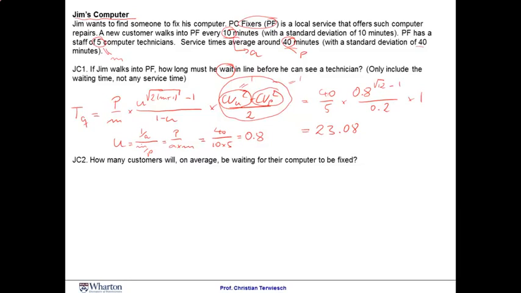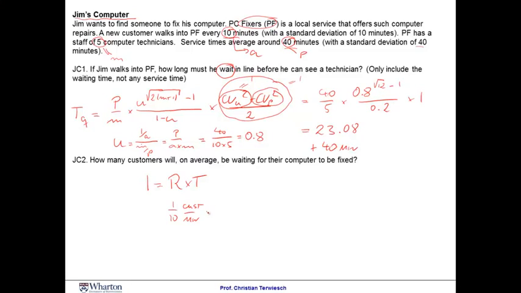Now the next question asks for the length of the line, or how many customers will be waiting for their computer to be fixed. This is ultimately something that we can determine with Little's law: I equals R times T. Remember, we already know that there is a customer coming in every 10 minutes. So 1 over 10 customers per minute is going to be our flow rate. And our flow time is the 23.08 here in the queue, plus the 40 minutes that they spend for the actual service time.